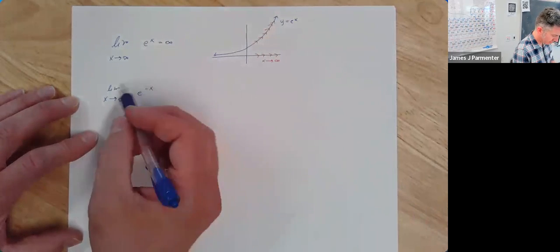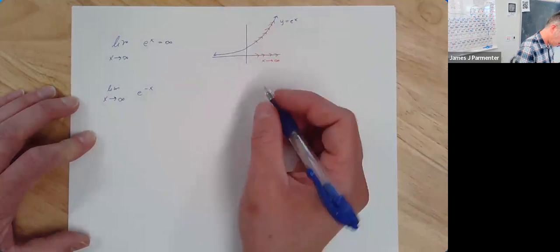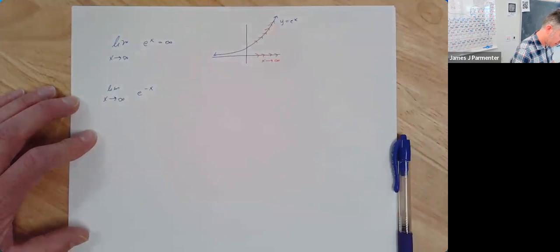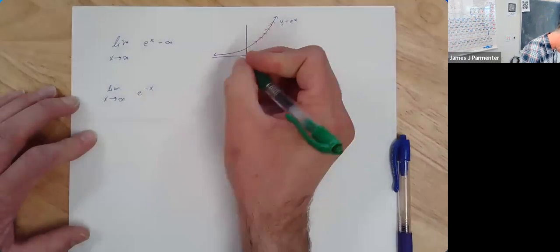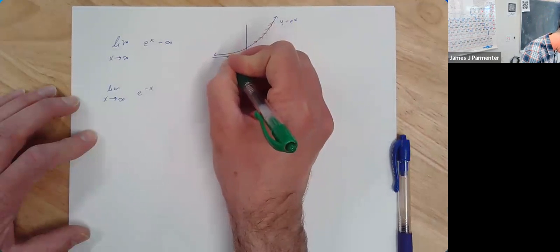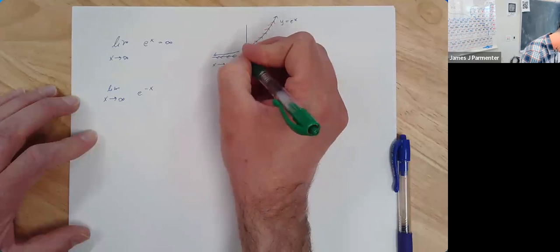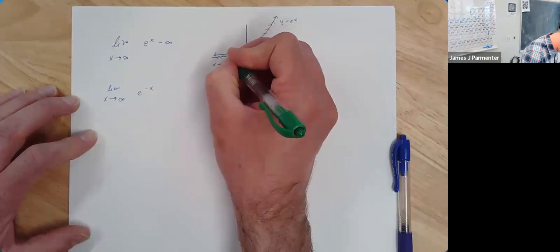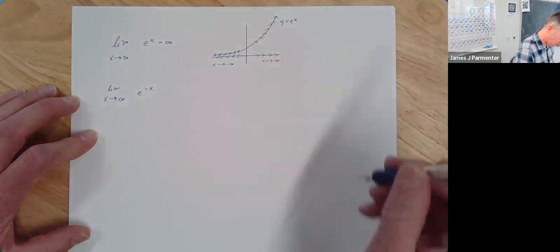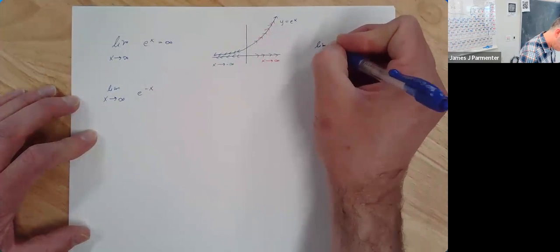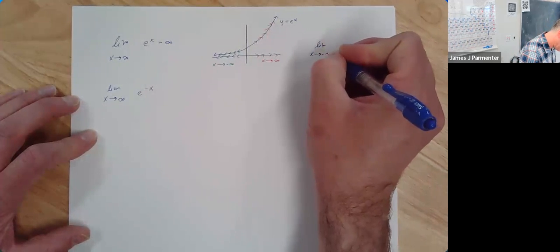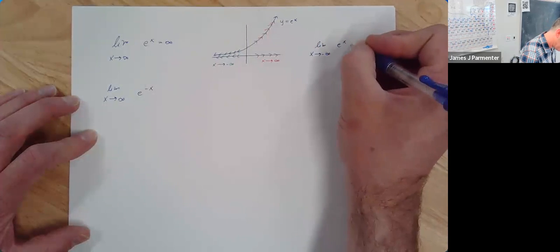And I actually write something different here. It's okay, we'll fill it in over here. On the other side of things, as x goes to negative infinity, my e to the x values get very, very small. So over here, the limit as x goes to minus infinity of e to the x is 0.